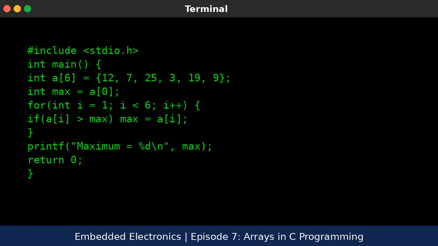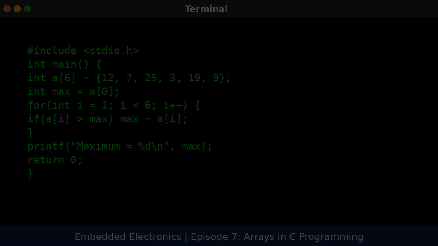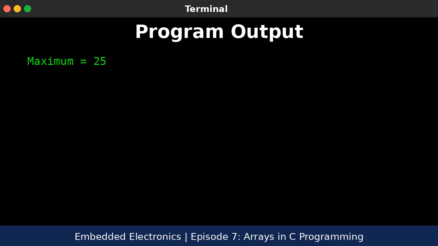Here we find the maximum element by initializing max to the first element and updating it whenever a larger value is found. The output of example 3, find maximum in an array, is as follows: maximum equals 25.